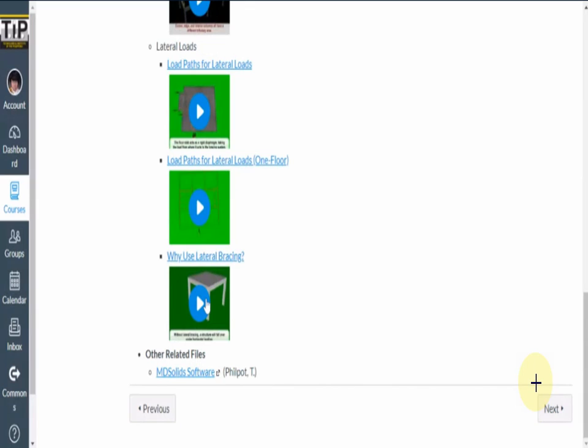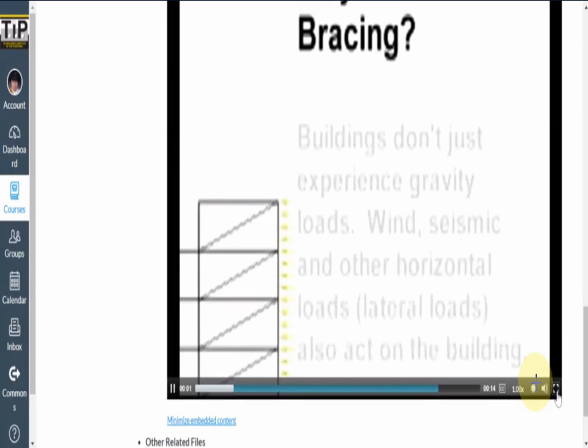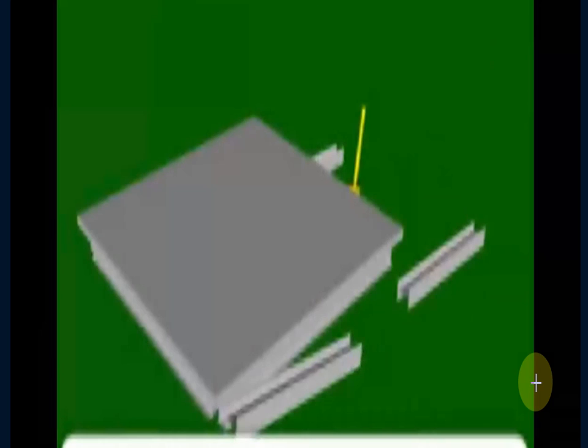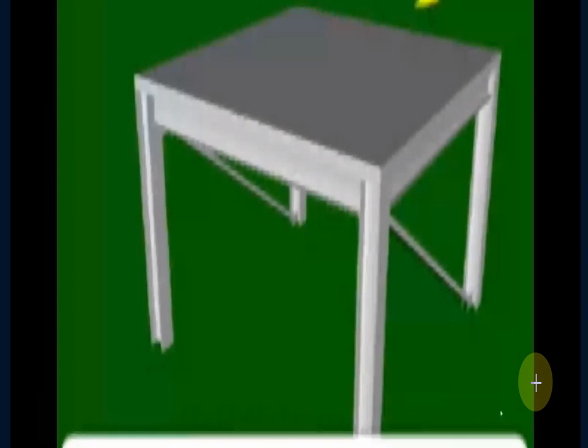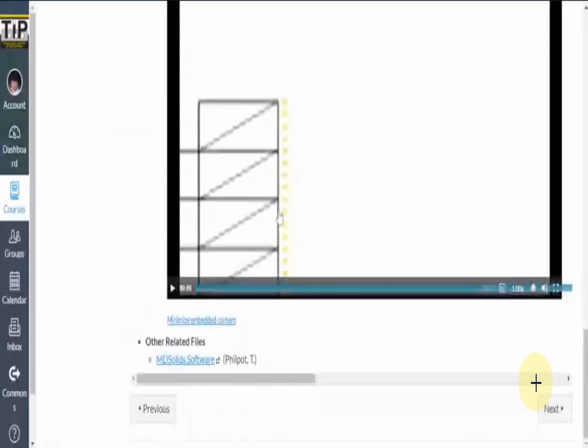And then the reason why we use lateral bracing is very simple. If you want to design a building without bracing, you just need to make your members larger. However, that would be uneconomical. So it would be much wiser to provide bracing. Okay.